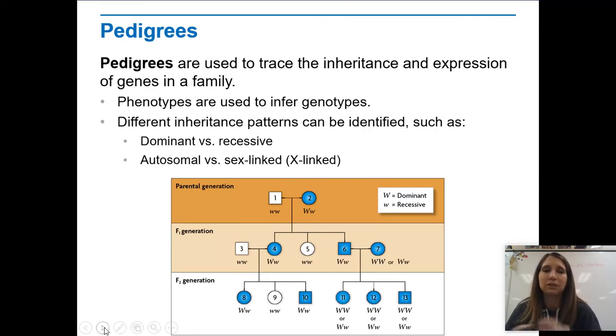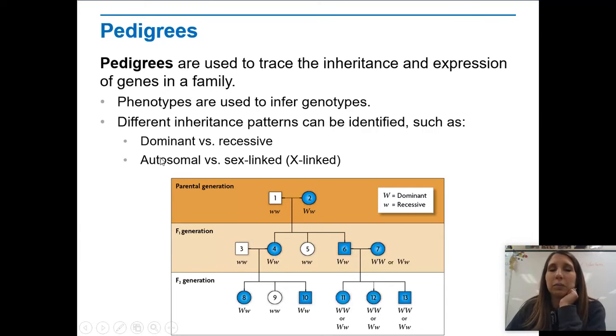Now on this one, you can see they're labeling my generations for me, which is really nice. They're also labeling what's dominant and recessive. So this is almost like a pedigree with a nice key. You can see this trait where we're filled in. Those are the individuals that have the trait. And so this is a dominant type of trait. Anybody who's filled in has the big W, or the dominant allele. So this is a trait that would be dominant.